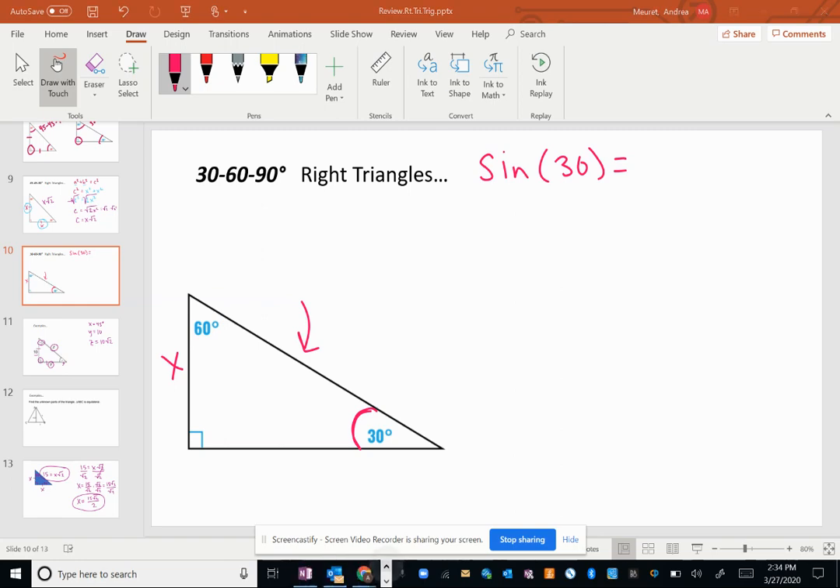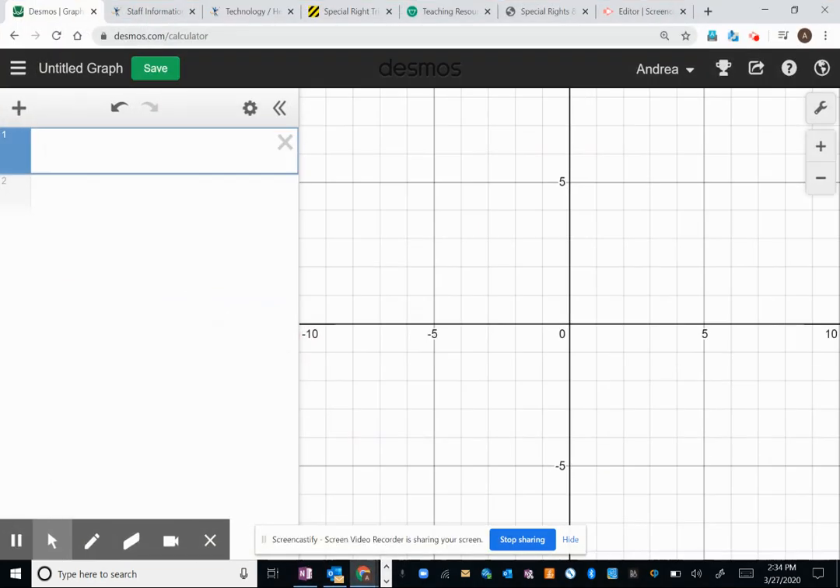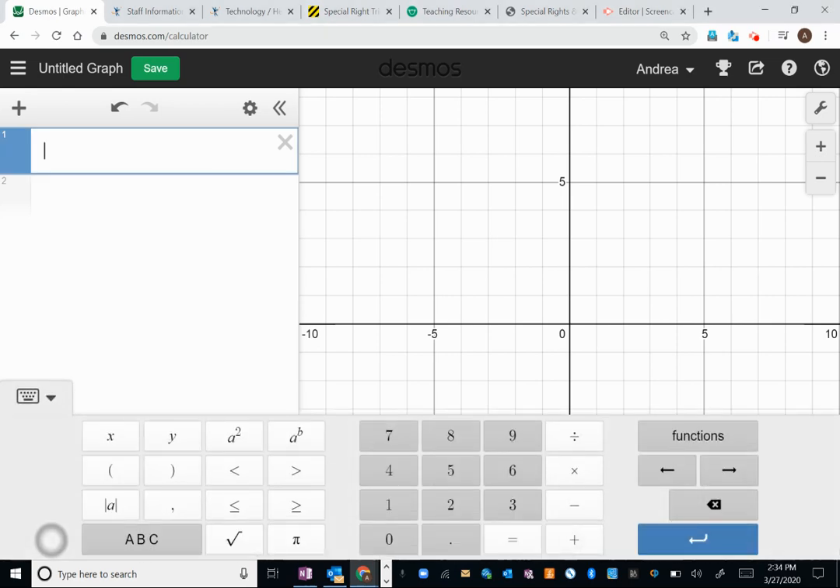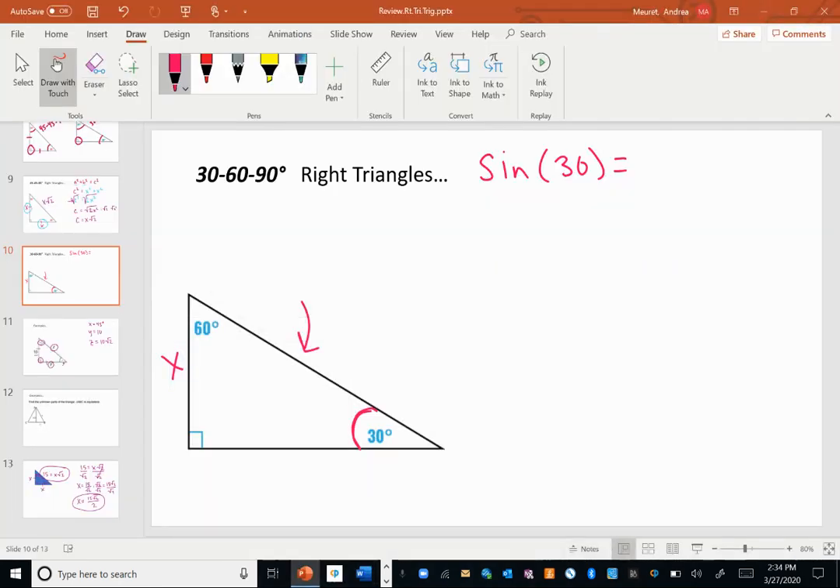So I'm going to go ahead and use the Desmos calculator, remembering that it needs to be in degree mode. And I'm going to type in the sine of 30. The sine of 30 is 0.5. Okay, so if the sine of 30 is equal to 0.5, well, 0.5 as a fraction is equal to 1/2.